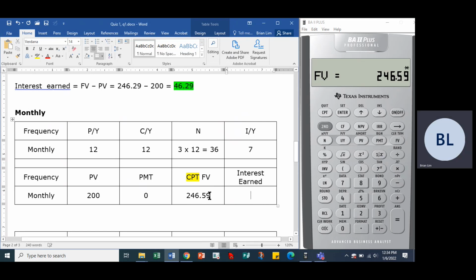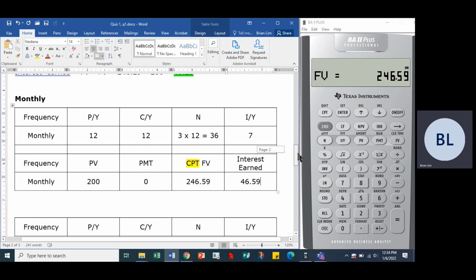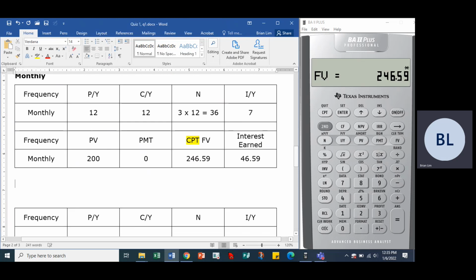246.59. And over here, we should get 46.59. Okay, let's go down here and we can get the interest earned equal to what we did before, future value minus the present value. And that's equal to what? Future value is 246.59. Then we subtract the present value, 200, and we get 46.59. Okay, so that is the answer here.